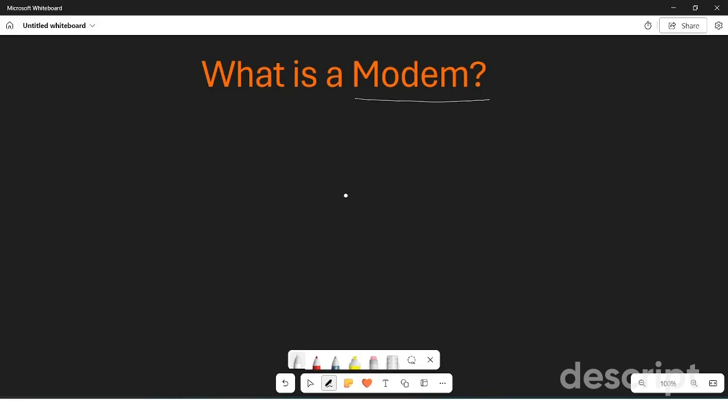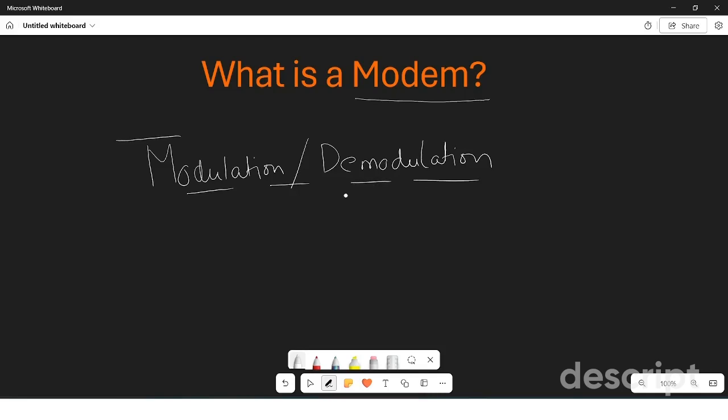So let us begin. A modem is basically a modulation slash demodulation, okay? That's the full form basically. MO taken from modulation and DEM taken from demodulation. So that's modem. Now, why do we require it, and what is modulation and demodulation? We are going to understand.